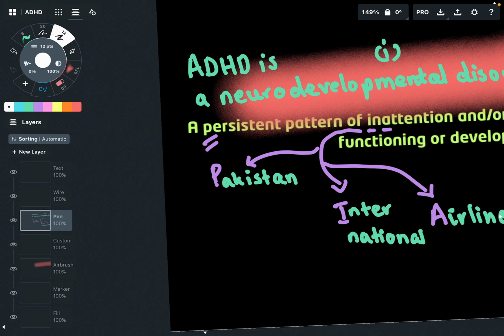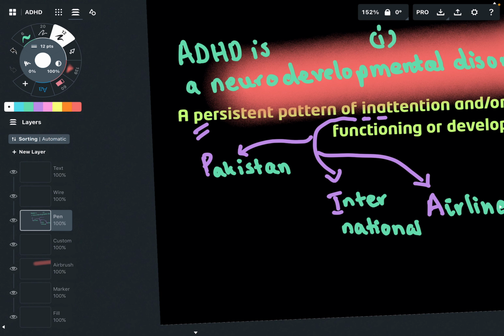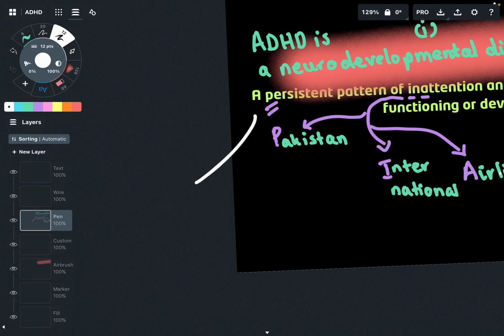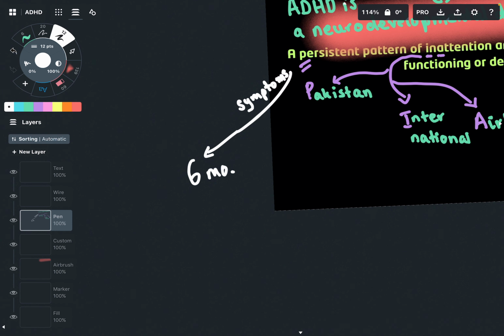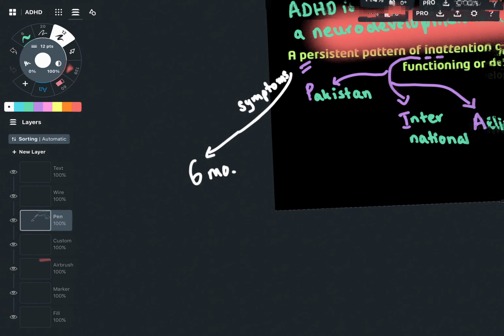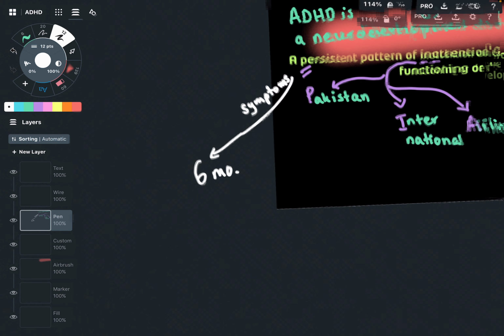So, what do we mean by persistent? So the symptoms last at least 6 months across 2 or more settings. So for example, in school or at home.